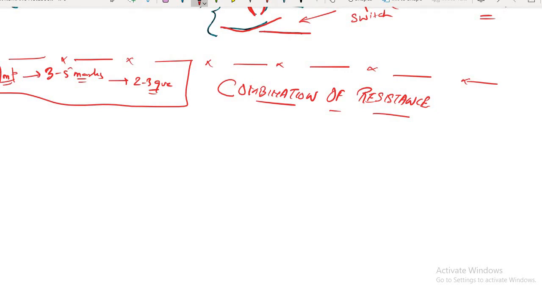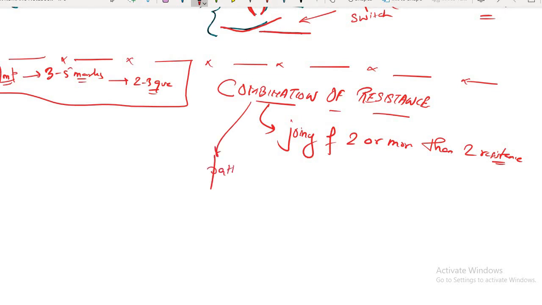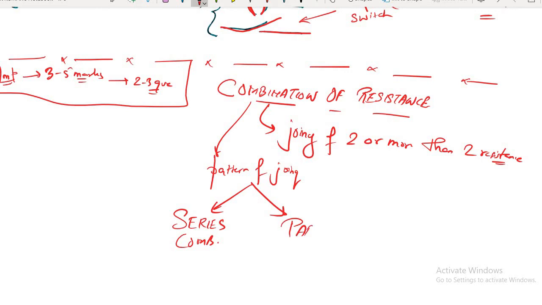So what is combination of resistance? Combination of resistance means joining of resistance, joining of two or more than two resistances. You know combination means joining. So there is a pattern of joining. There are two patterns of joining. One is called series combination. Another one is called parallel combination.